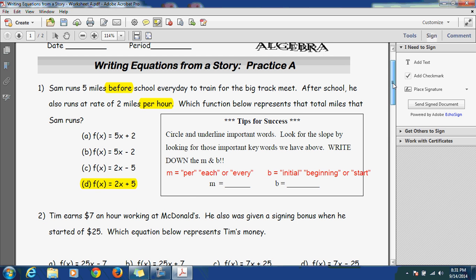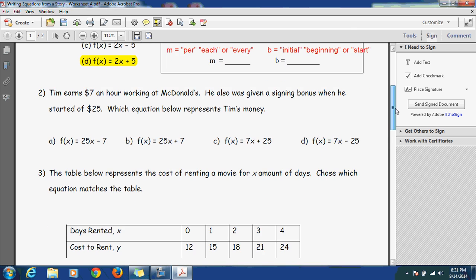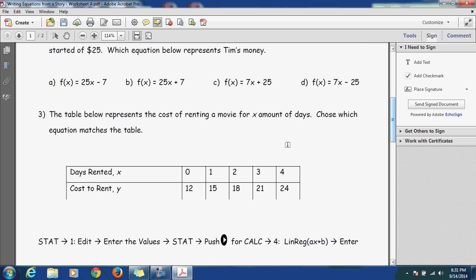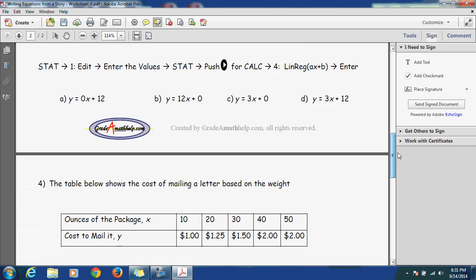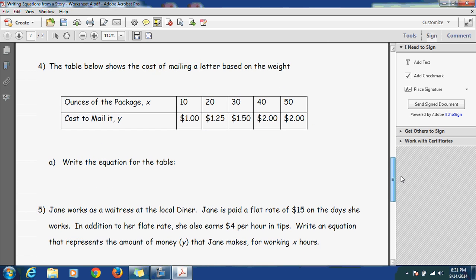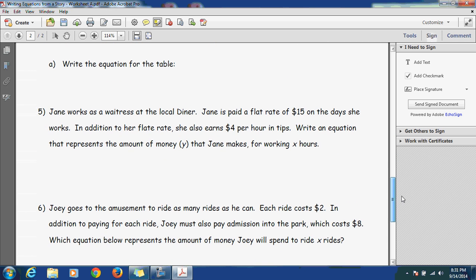I'm going to skip to another example. I'm not going to look at tables with you right now because in class we will be using our calculator to help us do some of those. So really, this video is just about helping you set up an equation.